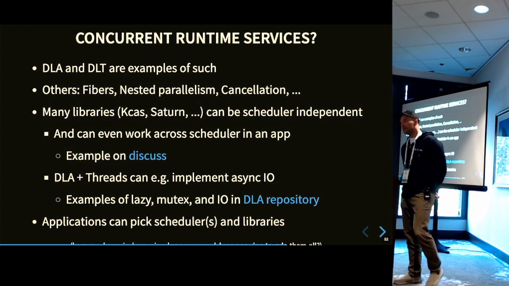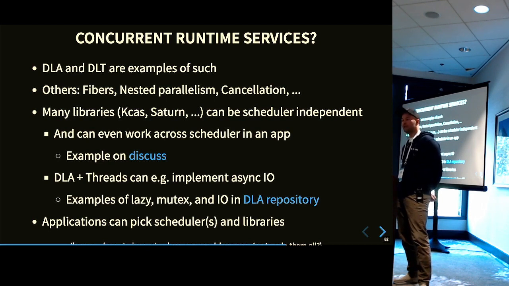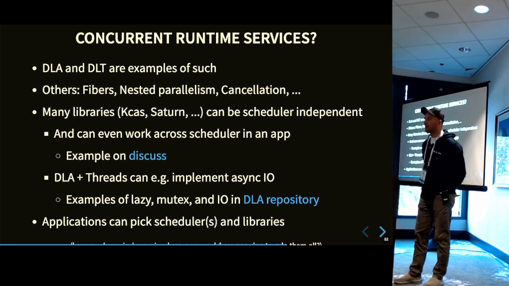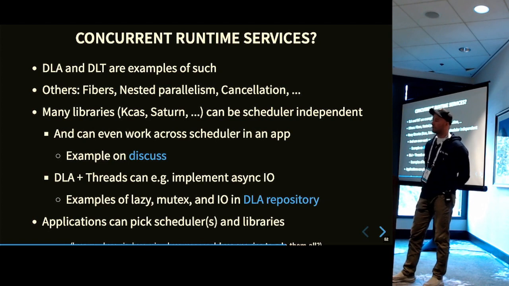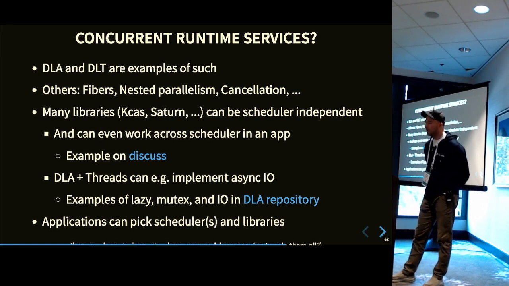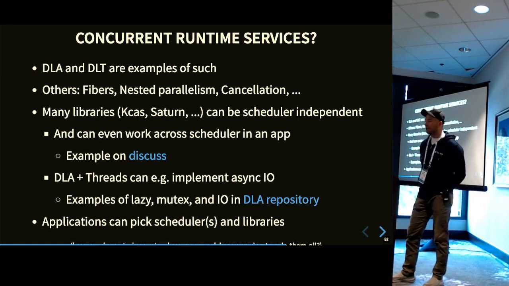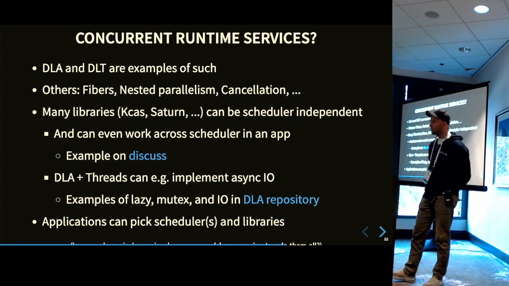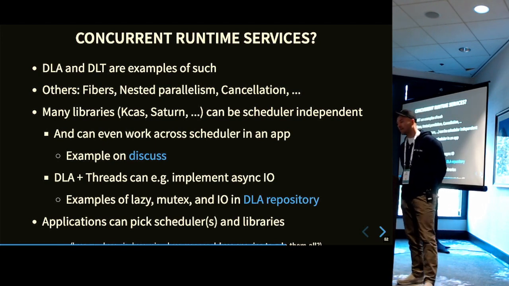More generally, I'd like to propose that concurrent schedulers and libraries in multicore OCaml would agree on a set of concurrent runtime services for interoperability. This would allow many libraries requiring those services to be written in a scheduler agnostic manner. This would even make it possible to implement transparently asynchronous I/O in a scheduler agnostic manner. In fact, I have implemented a proof of concept of this and several other currently lacking features of multicore OCaml as examples in the domain local await library documentation.